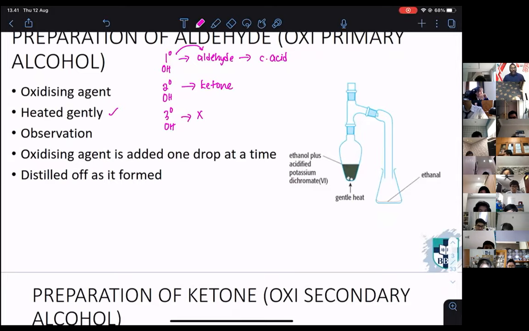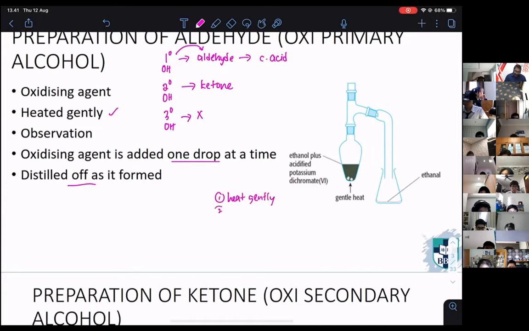And then we are going to add the oxidizing agent. The oxidizing agent that we use is similar, acidified potassium manganate or acidified potassium dichromate, but you add them one drop at a time, drop by drop. And another precaution we take is we don't wait, we just distill them off as it is formed. So this will prevent the formation of carboxylic acid. So you collect them immediately. So there are three things that we need to do. Heat gently, still reflux.